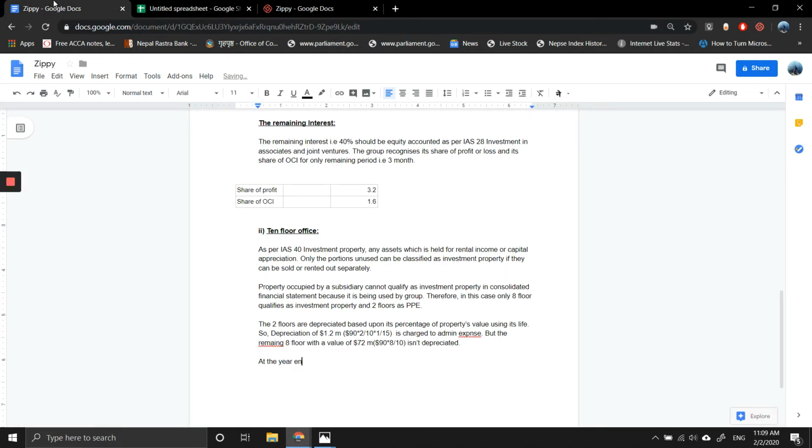At the year end, the fair value of the building has increased, so the increase should be treated as per IAS 16 for the two floors and as per IAS 40 for the 8 floors.